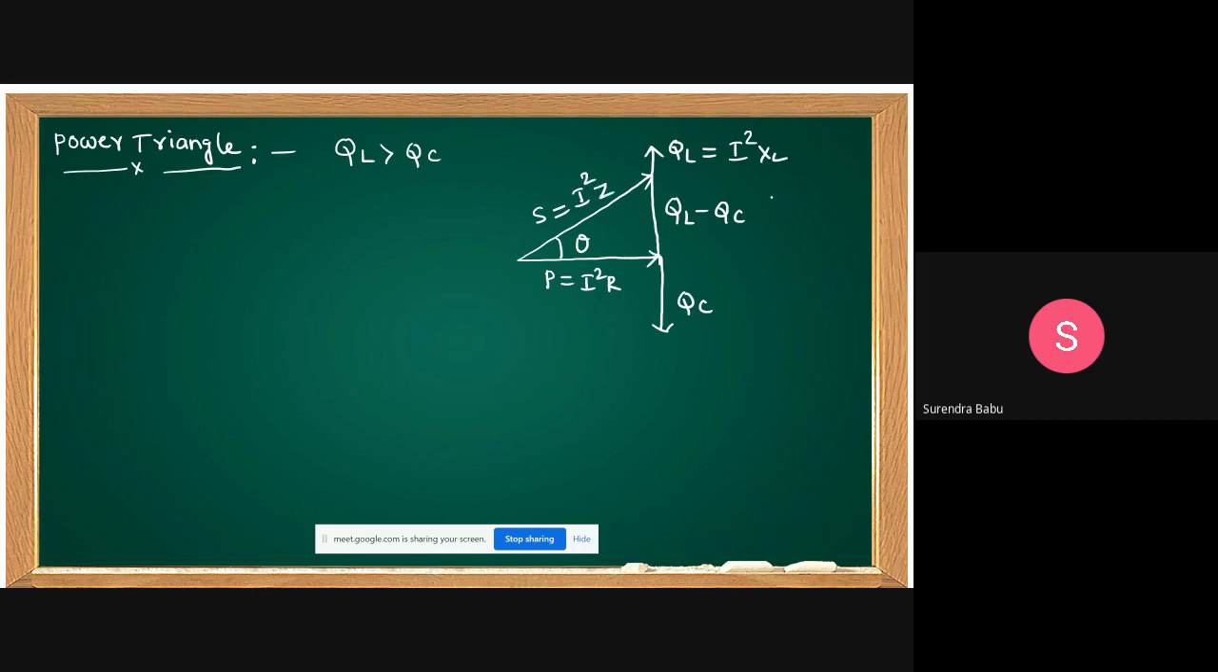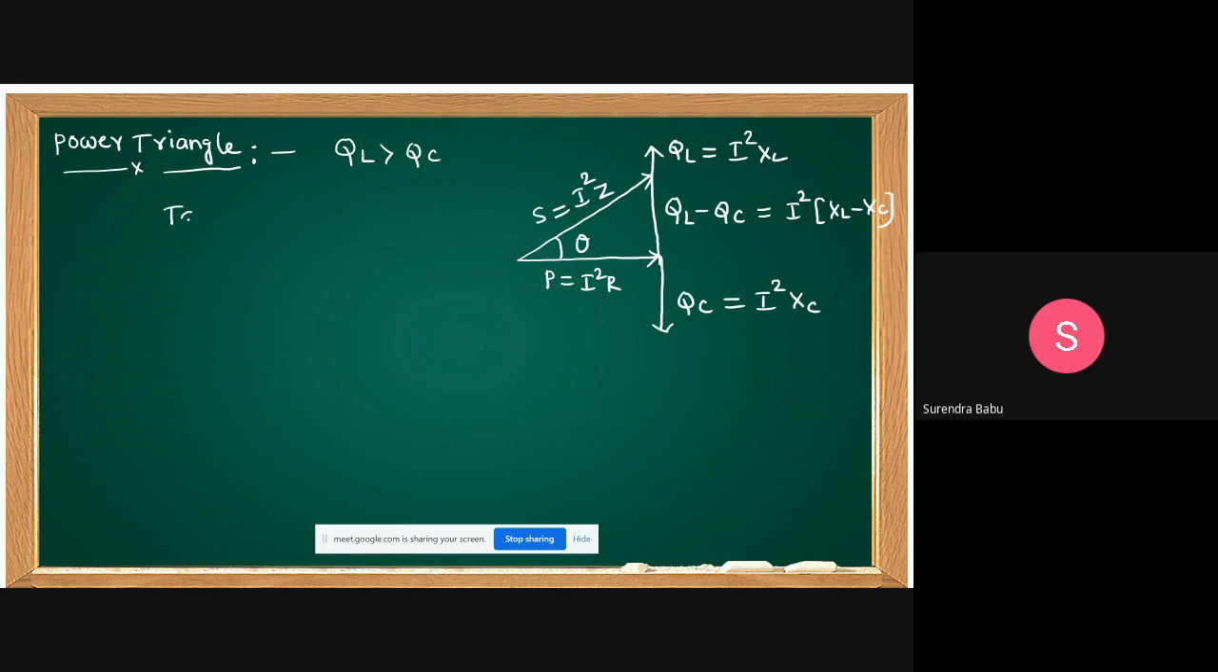Okay, this is QL minus QC. What is QL minus QC? I square into XL minus XC. What is QC here? I square into XC. What is QL here? I square into XL. Clear? Now you write any formula.